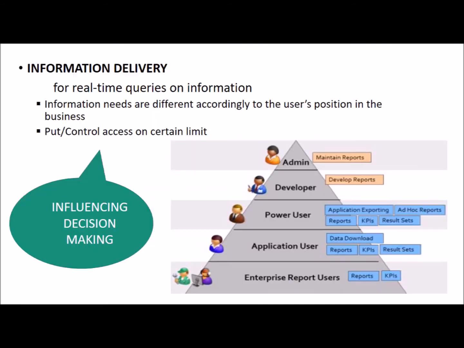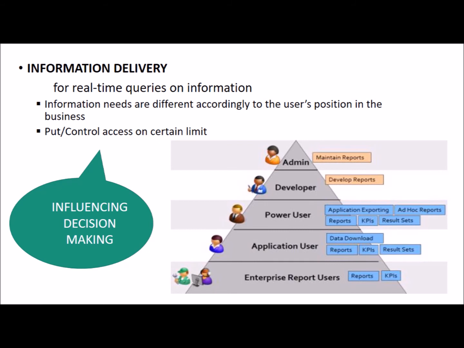And the last one is information delivery of the data analytics. Information delivery comes from real-time queries on some information. This information is given to the users according to their position in the business itself, and this information needs a certain limit in access, and it is also the information that is inclusive in decision making in the business.